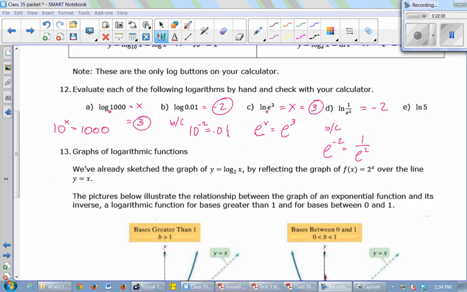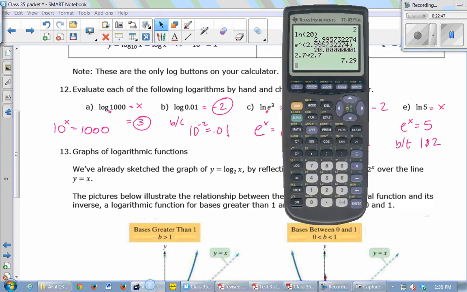All right, the ln of 5, this one's a little harder, right? Equals something, I don't know what. This is asking e to what power will give me a 5. Well, what's e to the first? 2.7 something, something, something, right? So it's not 1. X isn't 1. What's e squared? 7 something, yeah. So it's somewhere between 1 and 2. So that's all I can say without using my calculator to help me. Between 1 and 2. So I have to use my calculator to finish this problem.